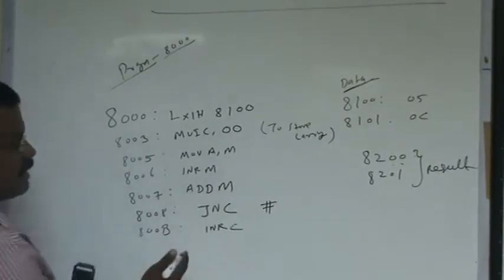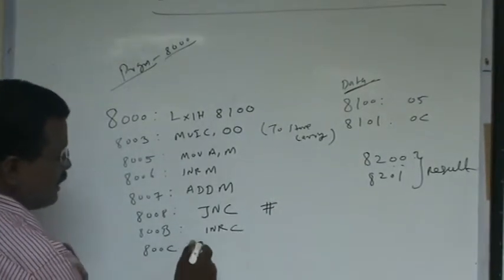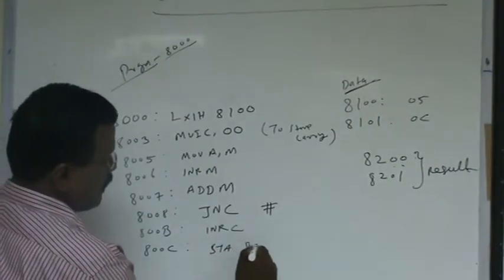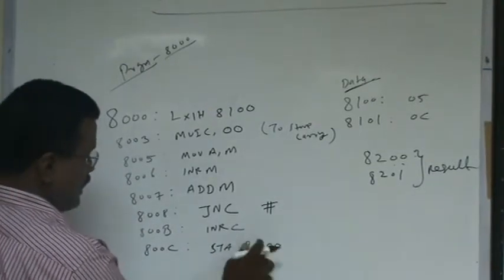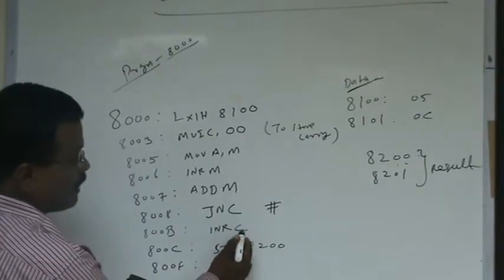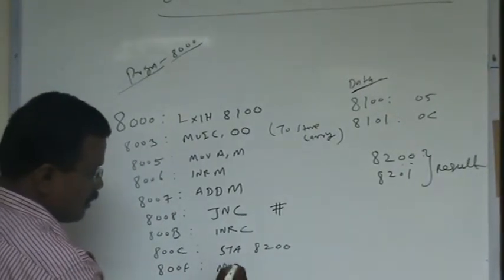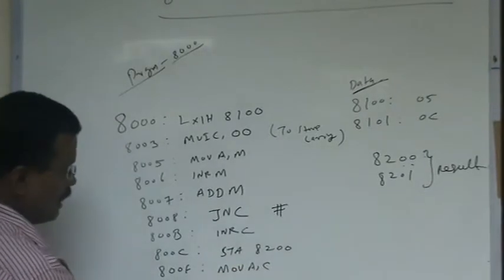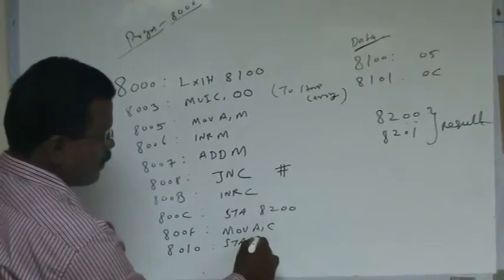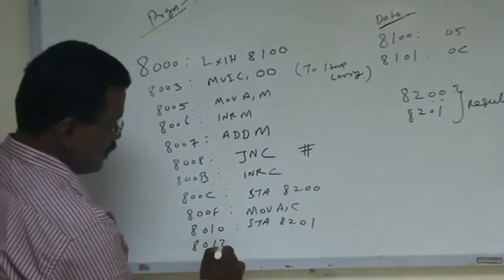Now anyhow, while adding the result, the lower order byte is available in the accumulator. So in 800C, I have to store accumulator in the memory location of 8200. The higher order byte is stored in the C register because if there is a carry, I am incrementing the carry. So I can write move C to A. At 8010, store accumulator in the memory location of 8201, and 8013 is halt.